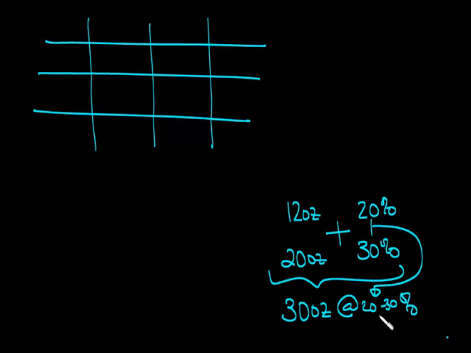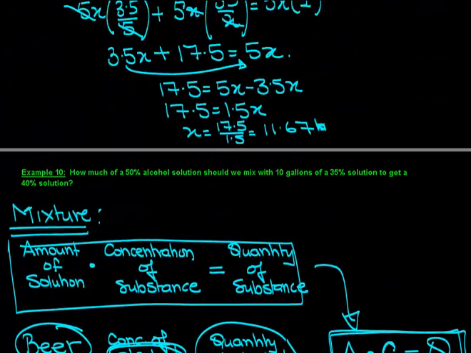Okay, so in this case, let's take a look at this problem. Let me write my formula. Amount multiplied by concentration should equal the quantity of whatever we are interested in. I always write down what we are interested in right here. So let's take a look at it. What are we working with?